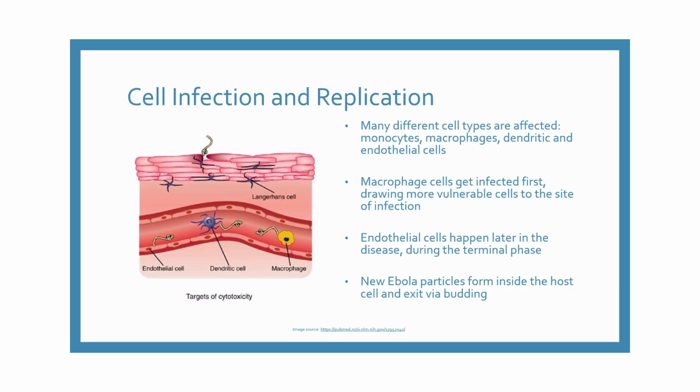Endothelial cells don't show obvious signs of damage or destruction when a host is initially infected. Instead, the infection of these cells happens later in the disease during the terminal phase, when Ebola is most severe and often leads to death.